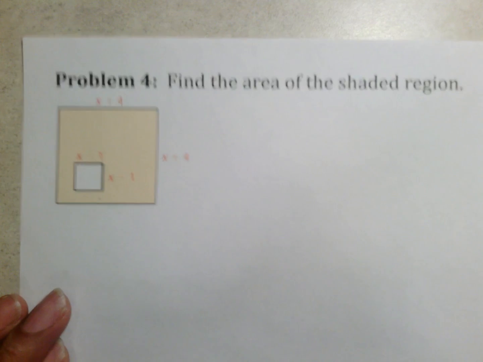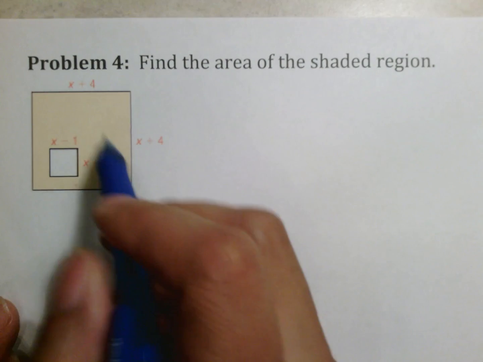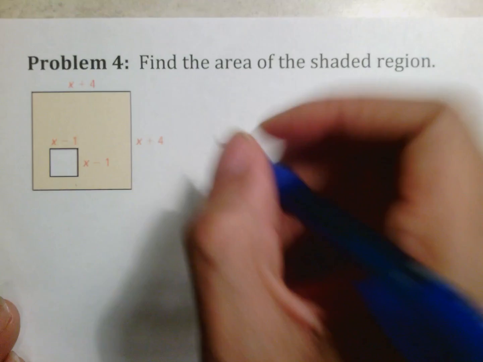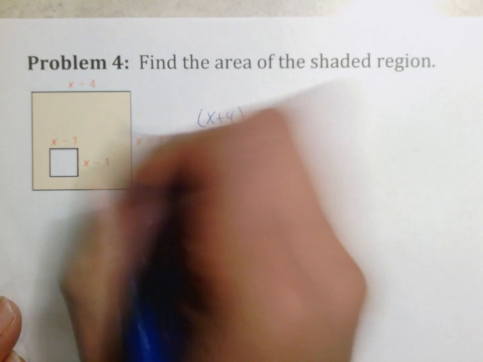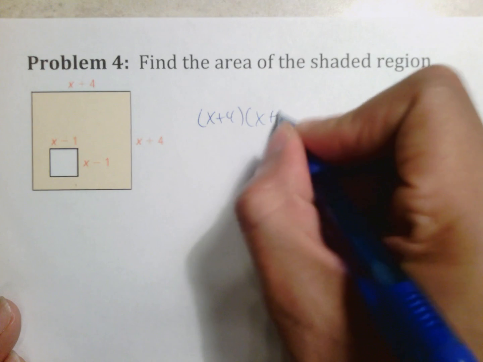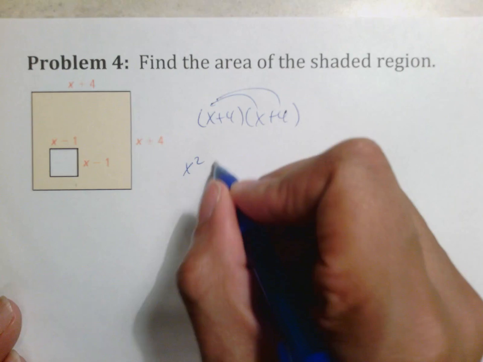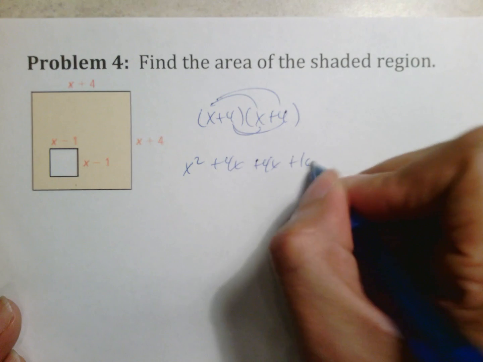Other than that, let's do one more problem before we move on to our work for the day. And again, it's an area problem. They want the area of the shaded region, which means it's this part. And again, notice that you have the full part, but you want to take away that little square right there. So what we do is we find the area of the full square, which is x plus 4 by x plus 4. Multiplying that out, you get x squared plus 4x plus 4x plus 16.